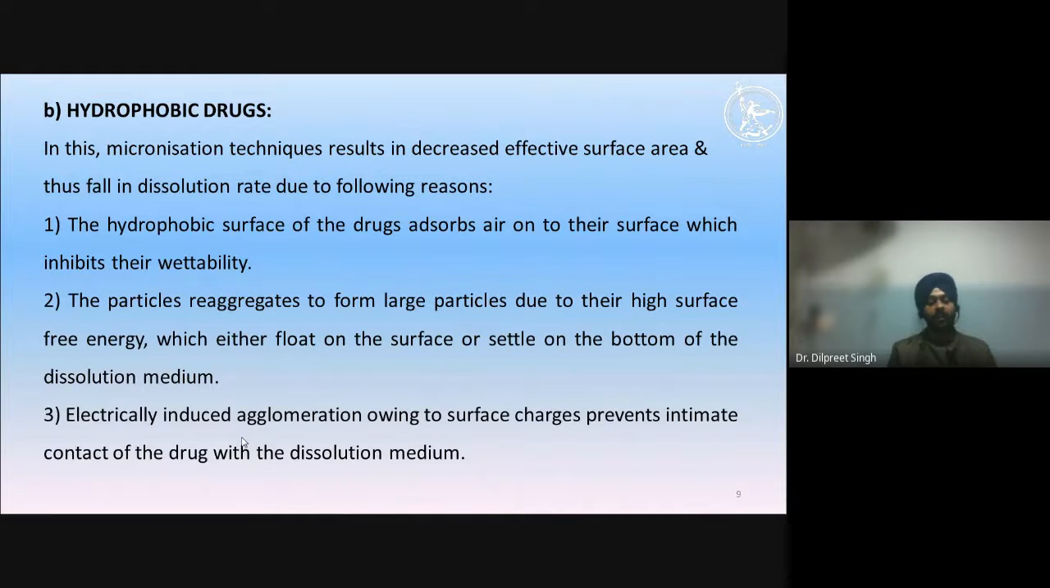When we talk about agglomeration, the decreased surface area causes more interparticle interaction, and it leads to high agglomeration due to the surface charge. It prevents the intimate contact of the drug with the dissolution medium. So there is no contact with the dissolution medium. The particle, in unchanged form, gets excreted in the urine, and there is no chance of absorption. So it causes erratic bioavailability problems.